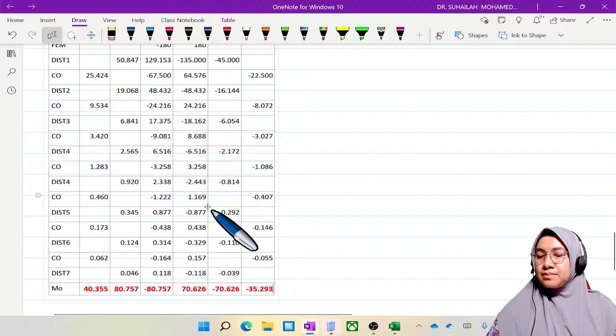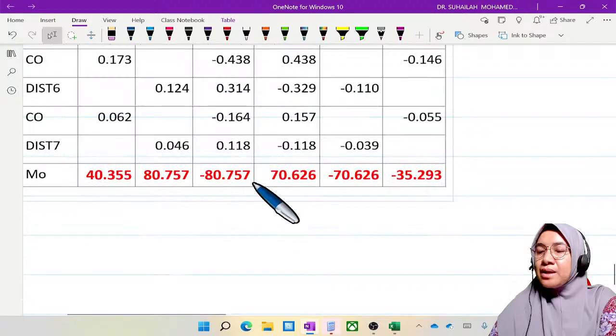There are 6 n moments, 6 member n moments, starting from AB, BA, BC, CB, CD, and DC. So for verification, we get MBA plus MBC, which is equal to 0, and we get MCB plus MCD, which is also equal to 0. This is MB, this is MC, representing rigid joint B and rigid joint C, where the moment is equal to 0.